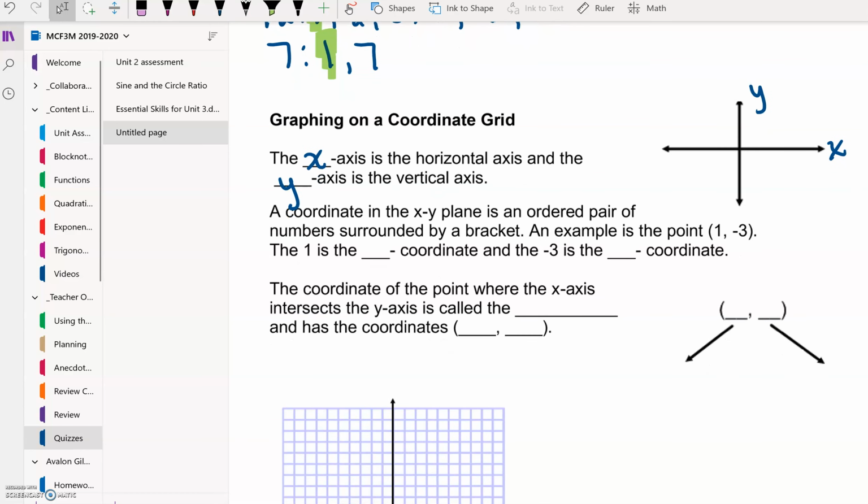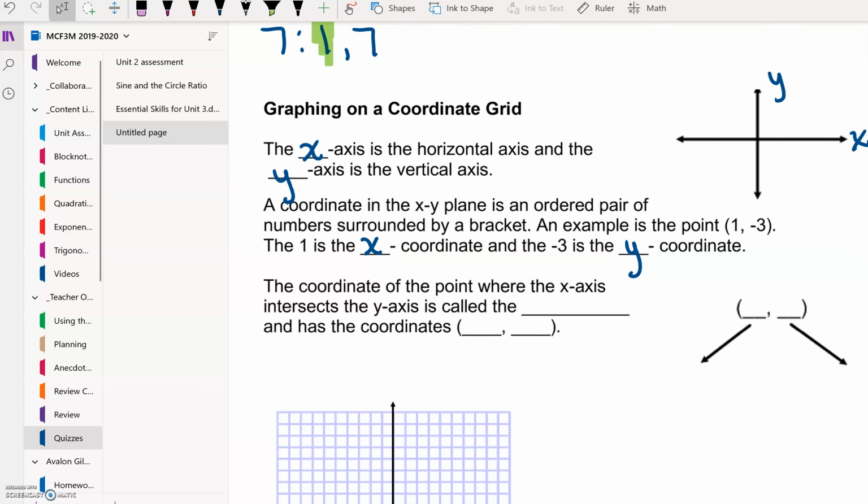A coordinate in the xy plane is an ordered pair of numbers surrounded by a bracket. So whenever you're writing a coordinate, you have to make sure that there is a bracket written down. Otherwise, it doesn't represent a coordinate on a coordinate plane. So the 1 is the x coordinate and the -3 is the y coordinate. Always. So when you have a coordinate, you have to make sure that you know that the x is the first one and y is the second one.